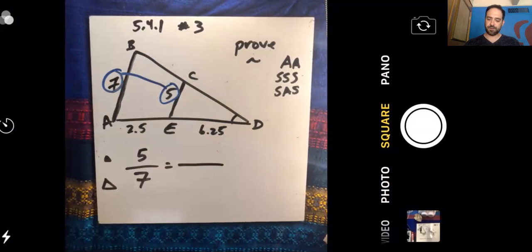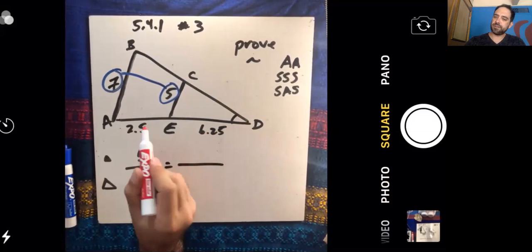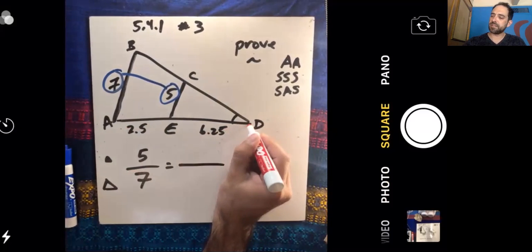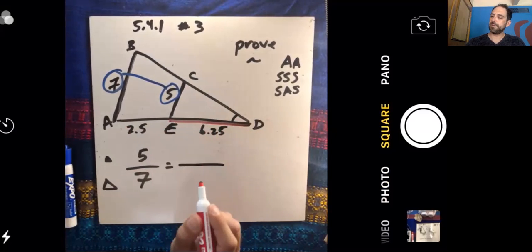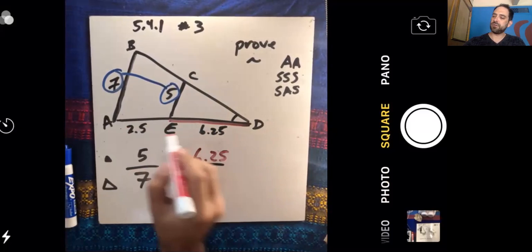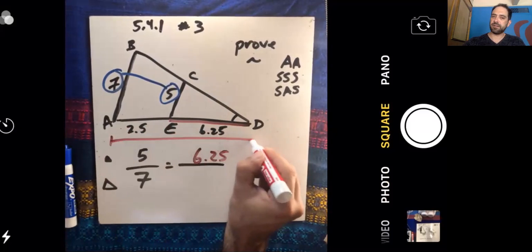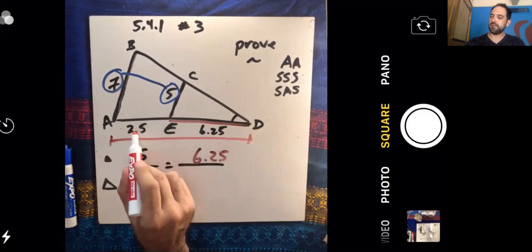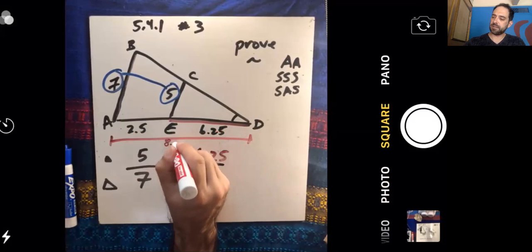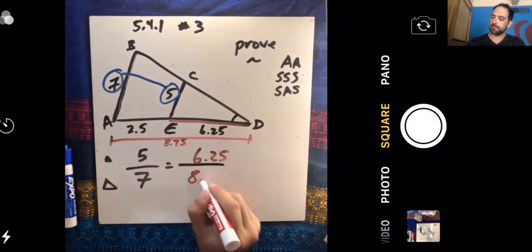Now here's another thing we need to look at. So I know that this is 6.25. This side over here is 2.5, but I'm relating the smaller triangle, 6.25, right? And I can even write that in there, 6.25. I'm relating that to the entire length of that triangle, which is 2.5 plus 6.25. So this is 8.75. Okay.